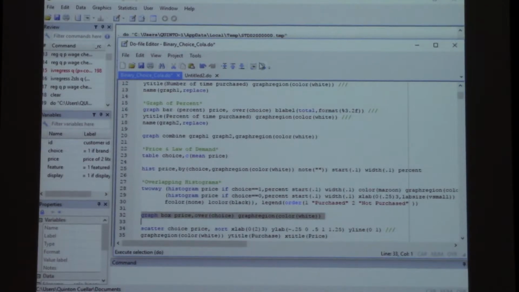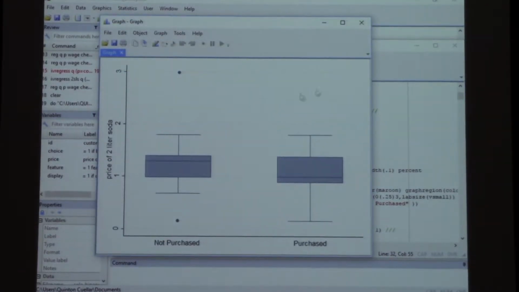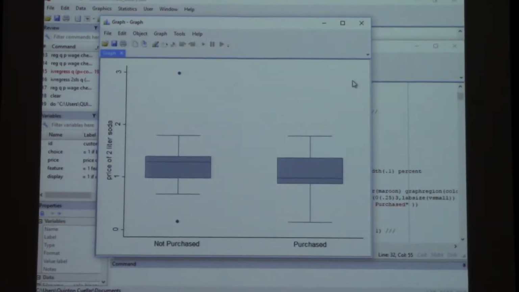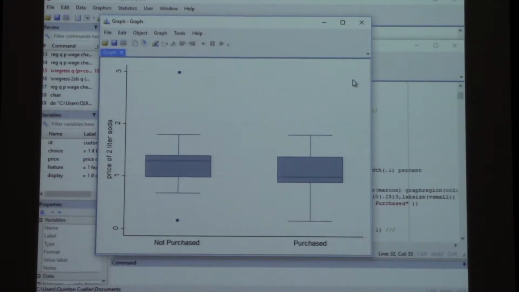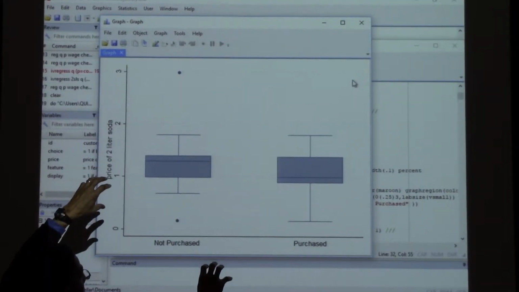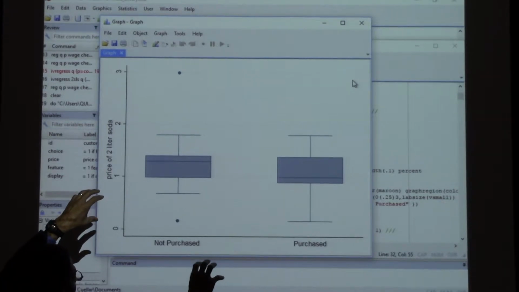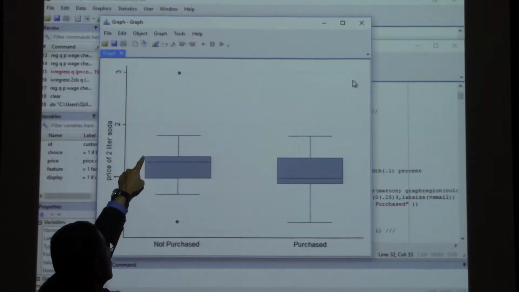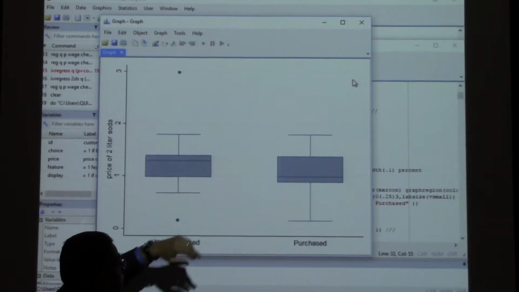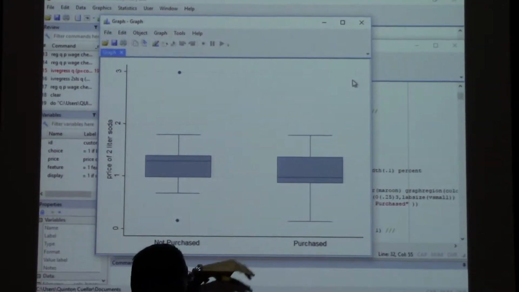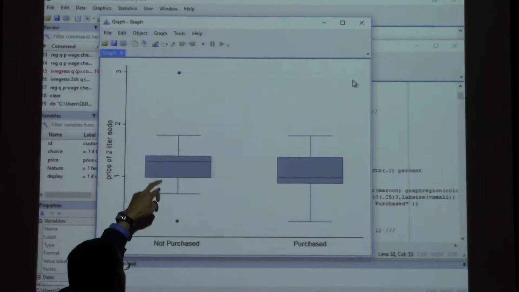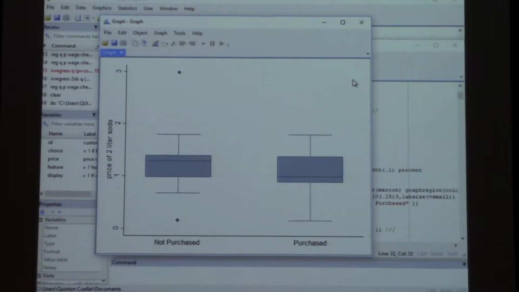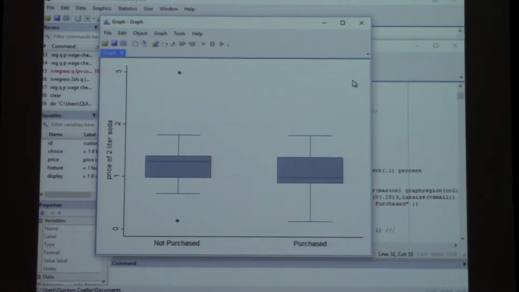Box plots, we know I love those. And we do see some difference. So you can kind of see one a little bit lower than the other. The box plot for the purchase, remember these are the interquartile range, 25th percentile, 75th percentile, the line in the middle is the median. So clearly the median price when we bought is different than the median price when we did not buy. Again, just another visual of the law of demand holding.